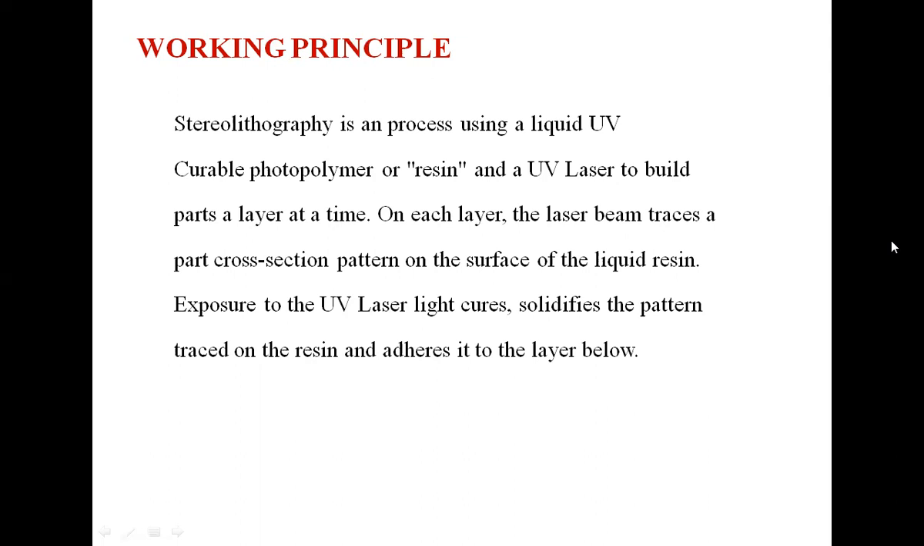The stereolithography process uses a liquid UV curable photopolymer and a UV laser beam to solidify the photosensitive liquid, one layer at a time. On each layer of the photosensitive liquid, the laser beam traces the surface and converts it to a photopolymerized solid. Exposure to the UV laser light solidifies the pattern traced on the resin and adheres it to the layer below.